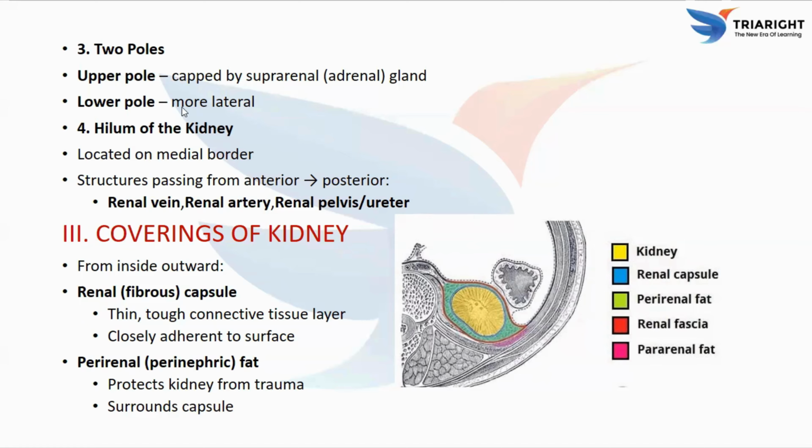So what is the lower pole, where is it located? This is more lateral, which is further from the midline, and this is not in contact with any gland like the upper pole. These are slightly broader and located lower due to the body shape.